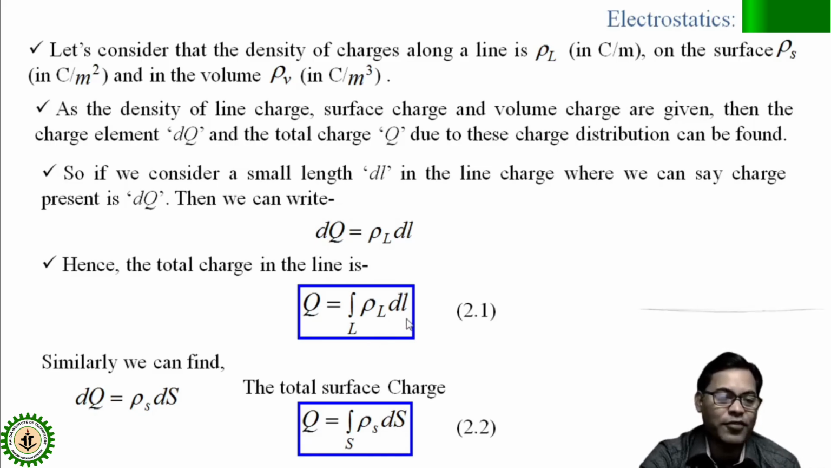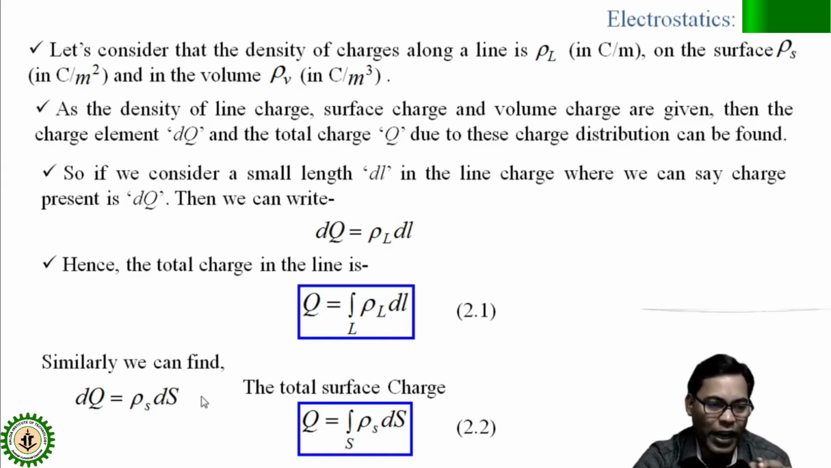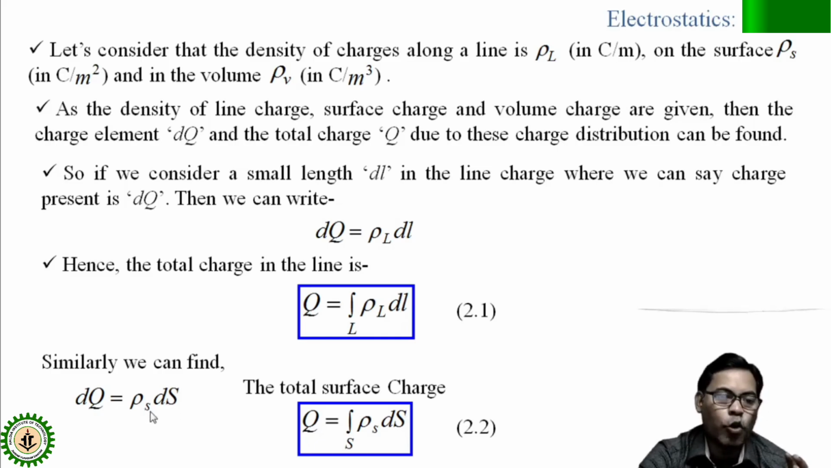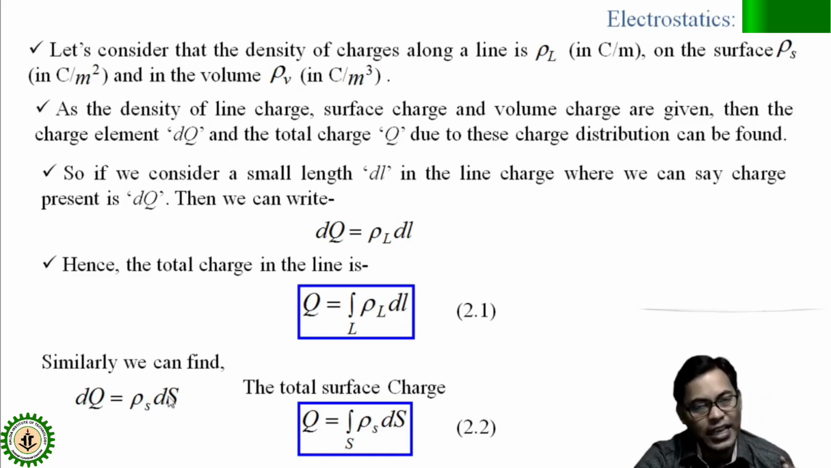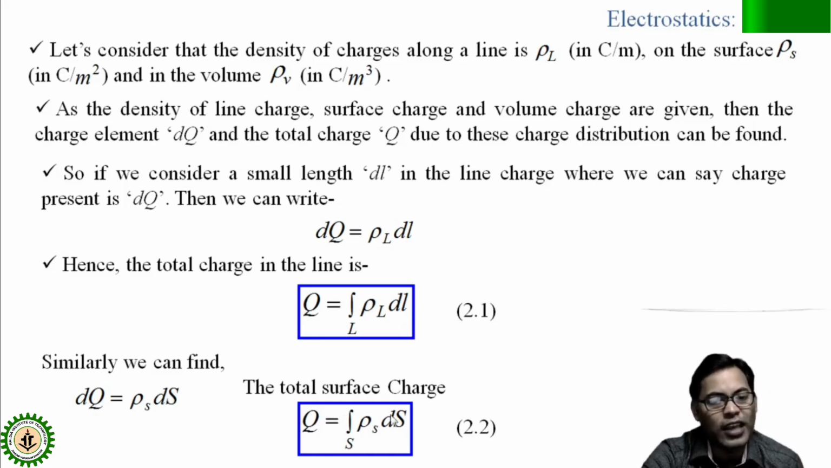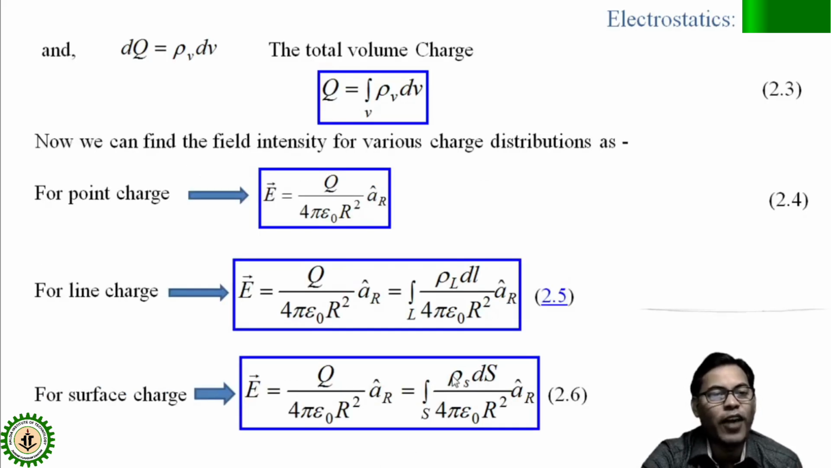Similarly, for the case of surface charge, if we consider a small area ds on that surface, then the charge inside the ds is equal to rho s into ds, because rho s is the surface charge density, into the surface area, we will get the total charge inside this ds area. So now the total surface charge q will be equal to the surface integral of rho s ds. Similarly, we can find the total charge for the volume of charge, that is q equals to the volume integral of rho v dv.